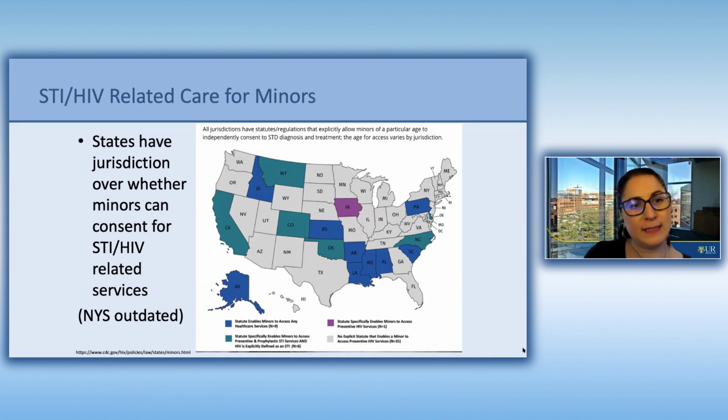This is a graphic from the CDC, and really states have jurisdiction over whether minors can consent for STI and HIV related services. You can see here the gray states mean that there are no explicit statutes that enable minors to access preventative HIV services. I think this is a little bit outdated because I can see that New York is gray here, but this may be, and likely is, part of the reason that from the beginning of this presentation we saw such a geographic distribution of STI rates and unintended teenage pregnancy rates. So policy is really, really a big factor here.